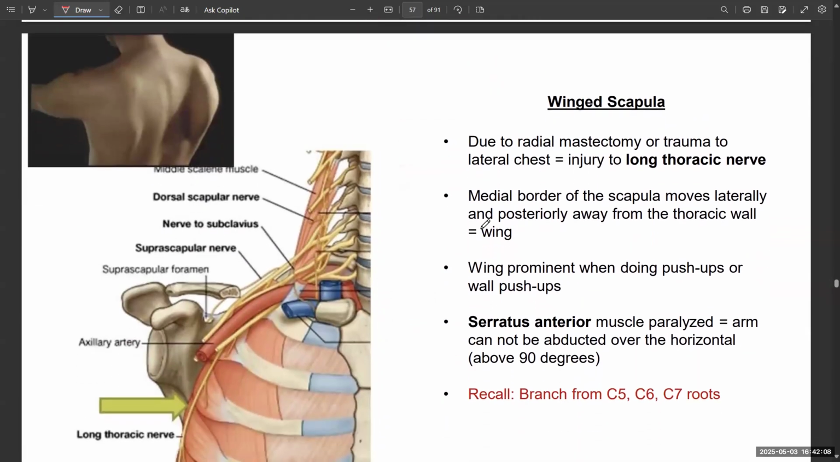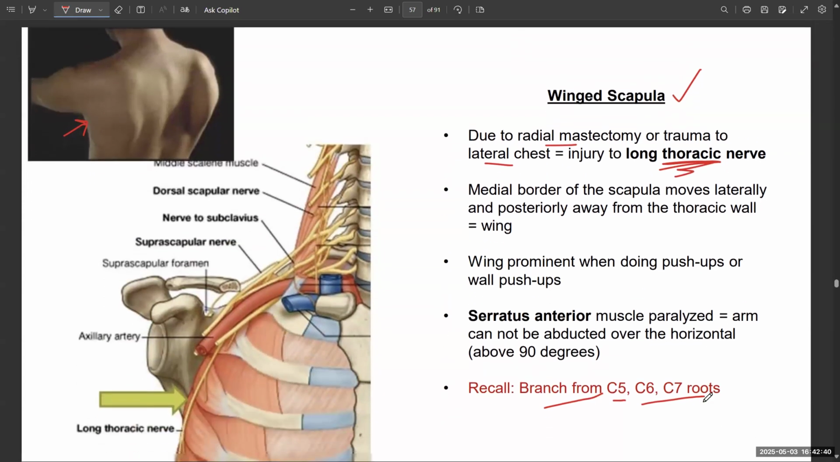Now, let's talk about the winged scapula. This is a very, very frequently asked question, by the way. This is due to radical mastectomy or trauma to the lateral chest. Mastectomy is when you remove the whole breast, mainly because of breast cancer, or you could have trauma to the lateral chest. If you stab someone here like that, you're going to damage the long thoracic nerve. Recall that this was a branch from the C5, C6, and C7 roots.